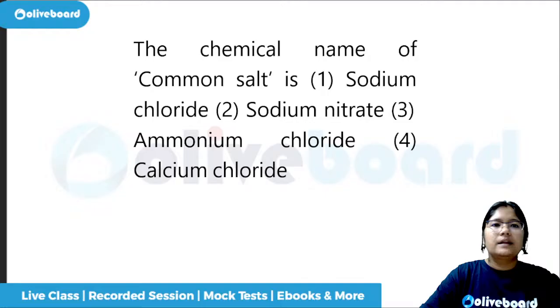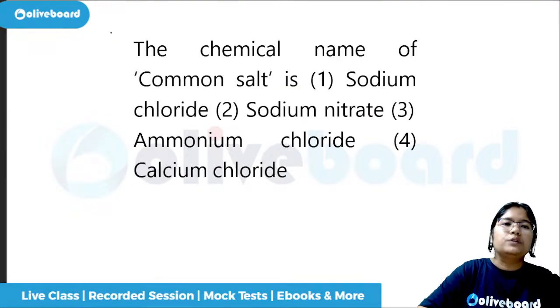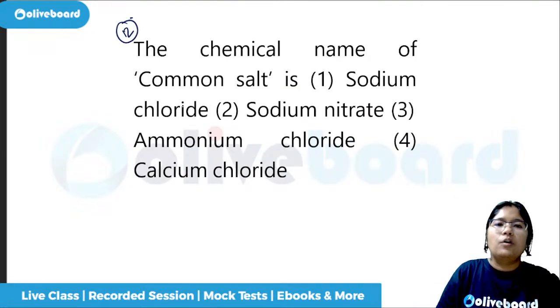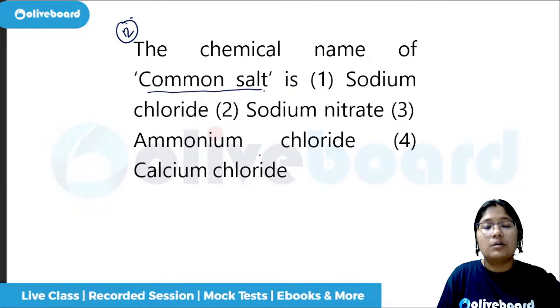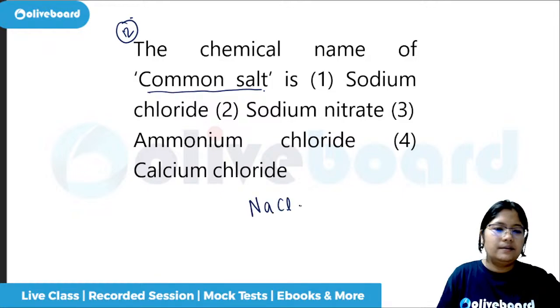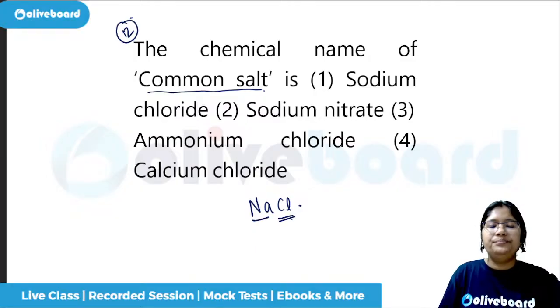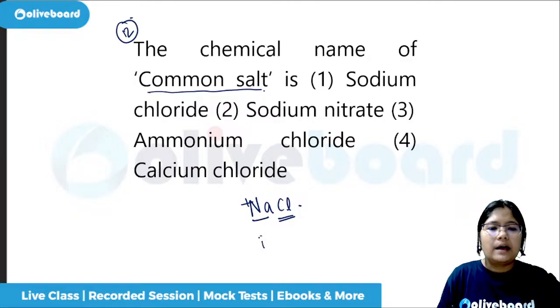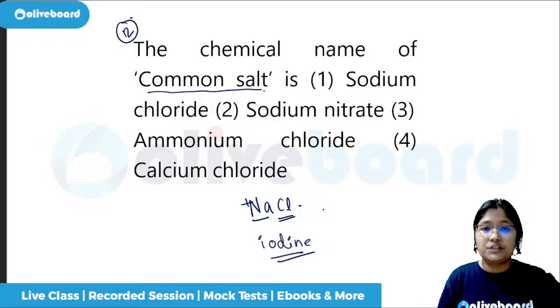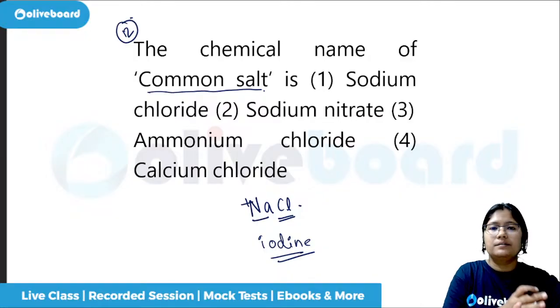All right. Now coming to question number 12. The chemical name of common salt is? Common salt, very simple. What do we call common salt? NaCl. Yes, correct, Prabhat. That is nothing but sodium chloride. What is mixed with the common salt? Iodine is mixed with the common salt, right? The white salt which we are using, not the brownish-colored rock salt. So iodine is mixed.